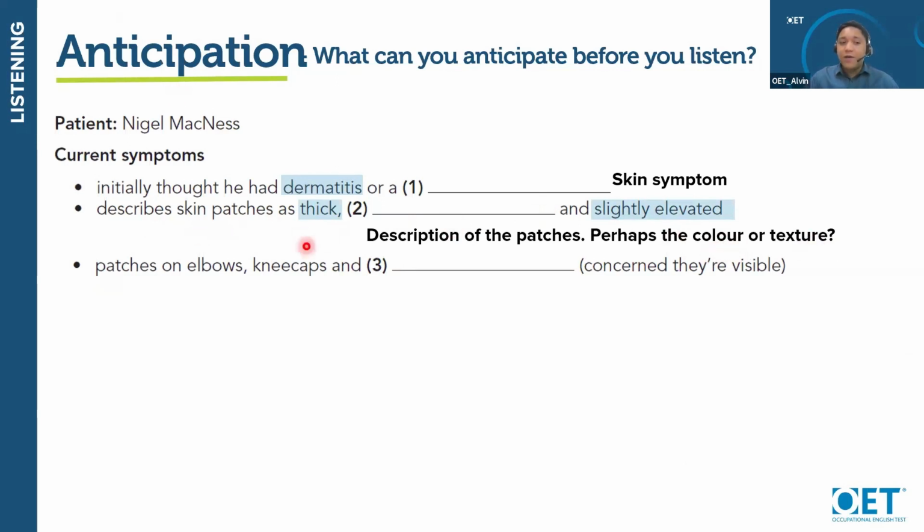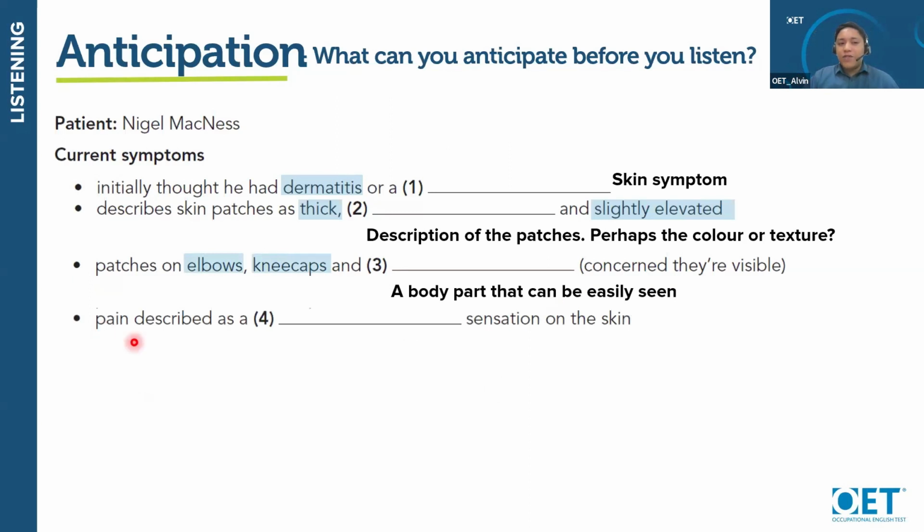It's anticipation. For bullet three, patches on elbows, kneecaps, and blank. Concern they're visible. If you see the word elbow, kneecaps, these are body parts that are easily seen by other people. So maybe what we're looking for is a body part that can be easily seen as well. It could be the face, it could be the hand, maybe not the shoulder, but the arm. Number four, pain described as a blank sensation on the skin. You might see some keywords like describe, sensation. So maybe it's very simple. Maybe what you're looking for here is a description of the pain sensation.